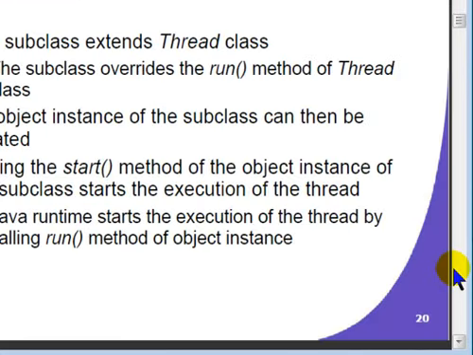So basically, you are going to create a subclass extending the Thread class, and then you are going to override the run method of the Thread class. And then you're going to create an object instance of that subclass. So obviously that is an object of the Thread class. And then you're going to call the start method of the object instance. And what happens is that the Java runtime will start the execution of the thread by calling the run method of this object instance. Okay, so let's see the code.